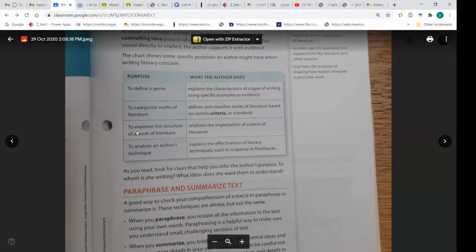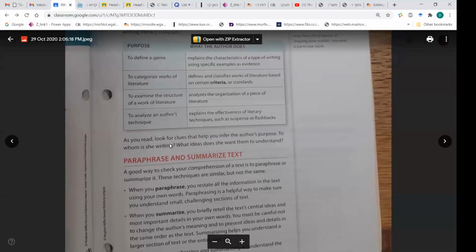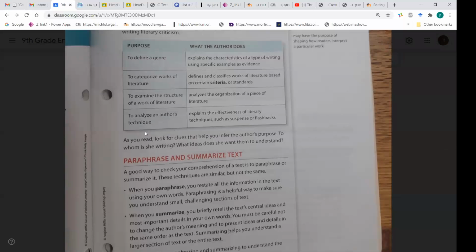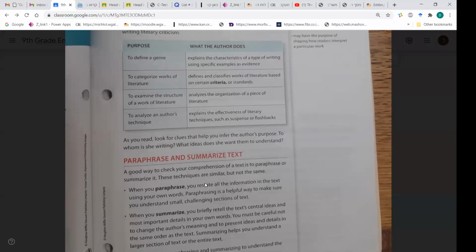Also, his purpose is going to be to examine the structure of a work of literature, the mivneh, to analyze the organization of a piece of literature. His other purpose is to analyze the author's techniques, to explain how people who write horror stories use techniques to make us scared, to bring us in. So he explains the effectiveness of literary techniques such as suspense or flashbacks.